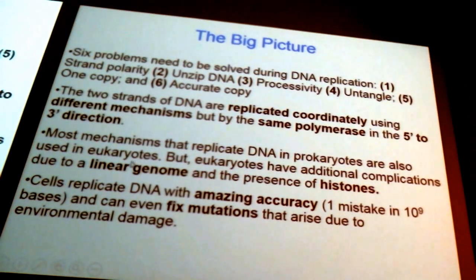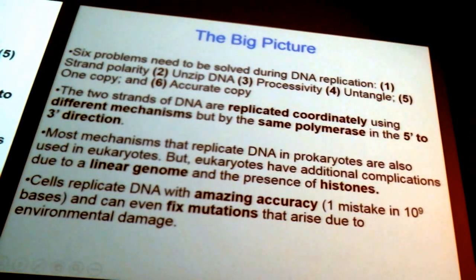As you might imagine, prokaryotes and eukaryotes have slightly different problems. In prokaryotes, there is no nucleus. In eukaryotes, there is a nucleus. Not only that, prokaryotic DNA is circular. Eukaryotic DNA are long chromosomes. Okay? So because it's linear, there are some further challenges that eukaryotes have to deal with that prokaryotes don't have.